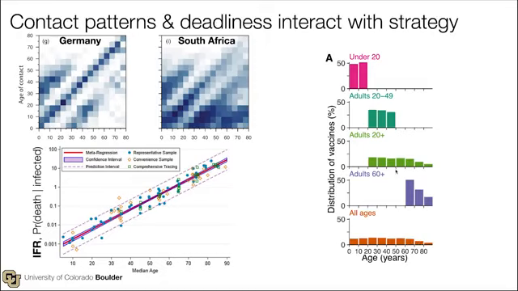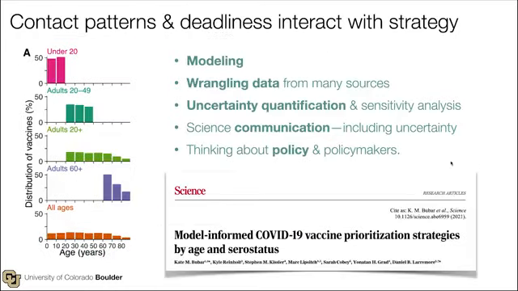Depending on these different strategies and how they interact with the contact matrices and the infection fatality rates, we may get different outcomes. And so that's what this first study was all about. It involved modeling, it involved wrangling data from many sources at once. We also had to quantify uncertainty and do a lot of sensitivity analyses to understand whether or not our findings were really robust to slight changes in the assumptions in our models.